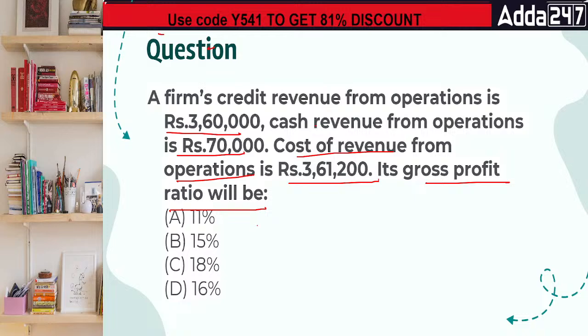Everyone, credit revenue means your credit sales and your cash sales. Both are given. 3 lakh 60 plus 70.